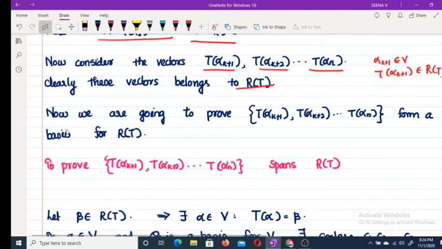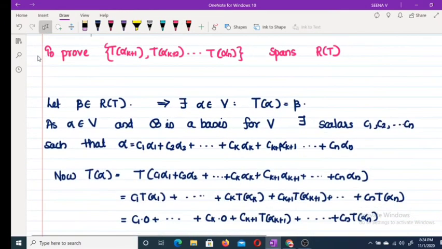Okay. Now we are going to prove this set forms a basis for R(T). For this, first we have to prove this set spans R(T). Clear? Spans R(T) means if you take any beta belonging to R(T), you have to prove beta can be expressed as a linear combination of these elements. So let beta belong to R(T).